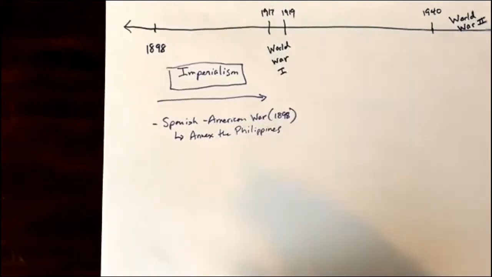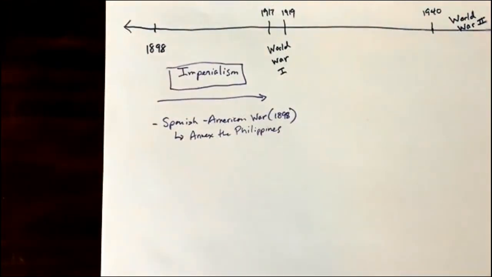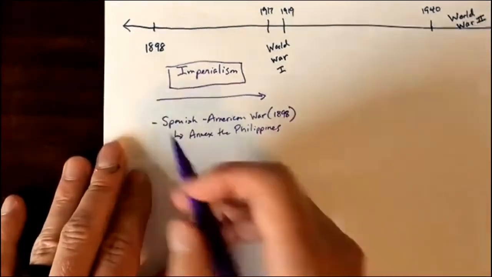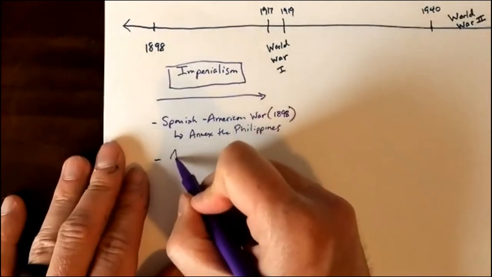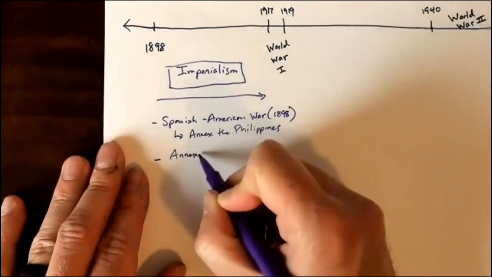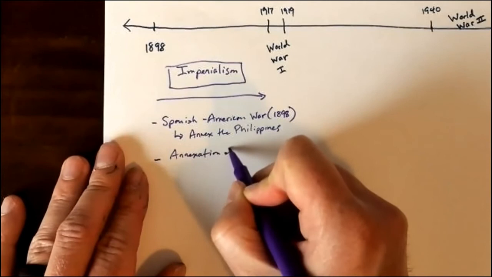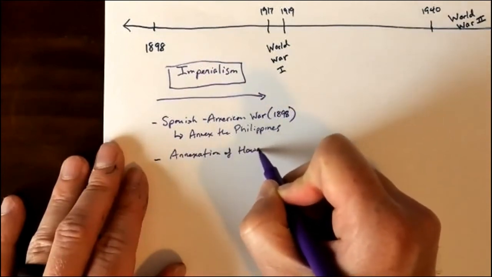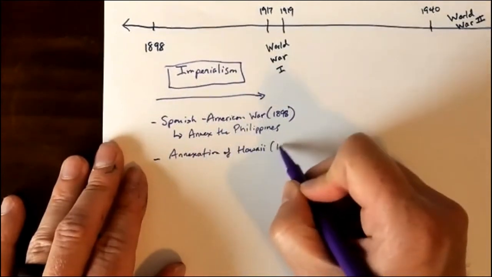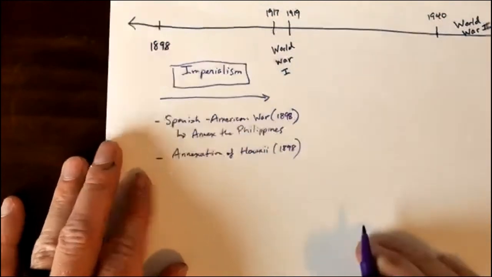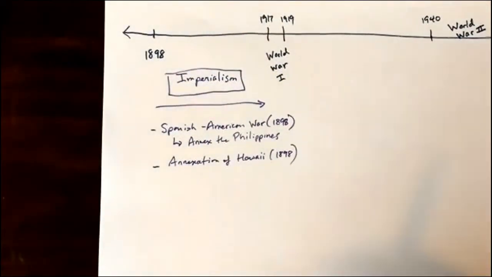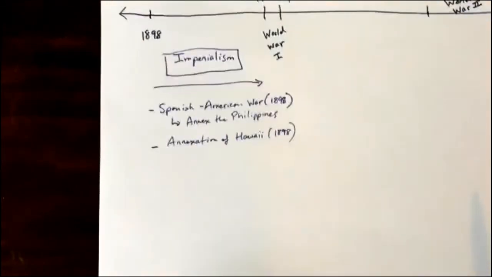Because all of a sudden the United States' influence is spreading across the Pacific. At the same time we are fighting the Spanish-American War, the United States also annexes Hawaii, which it had long been interested in. And so that's going on at the same time that we're starting to fight the Spanish-American War, but those are two separate incidents.